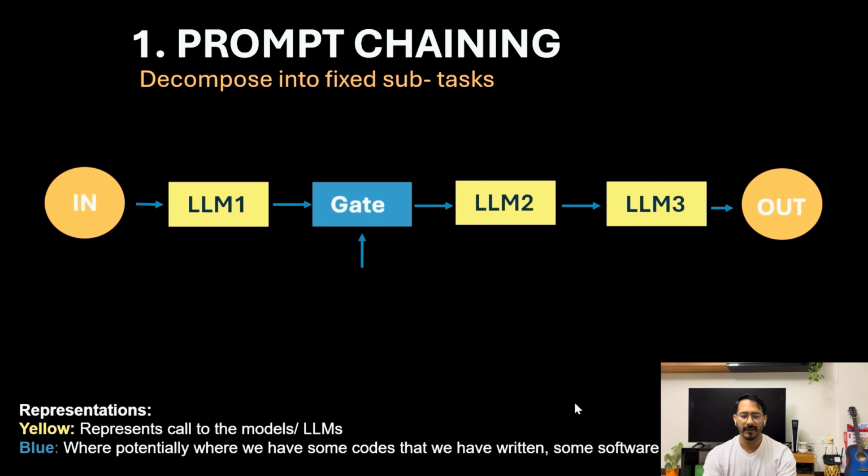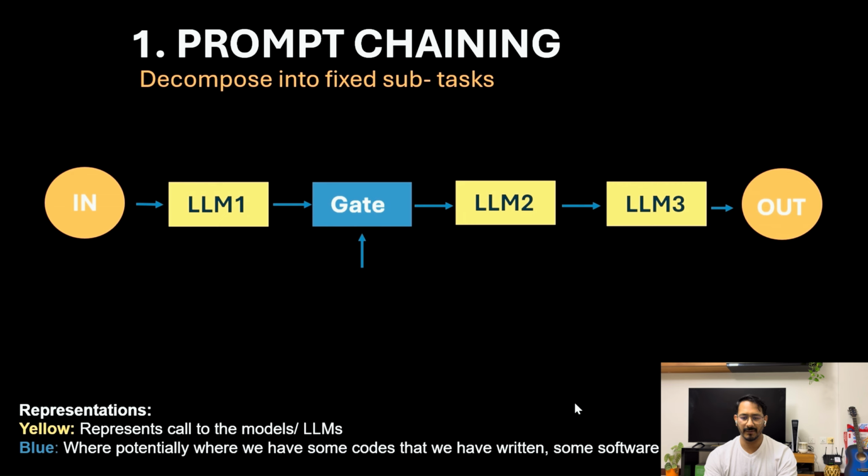So the first design pattern that we want to see is prompt chaining. Now, what does prompt chaining mean? Even before diving in, I want to make sure you understand the representation. The in and out are the start and end of the workflow, and in all the patterns you will see there is a start and an end. The yellow boxes are the LLM calls that we are making, and the blue box is software, a decision that is going to be there.